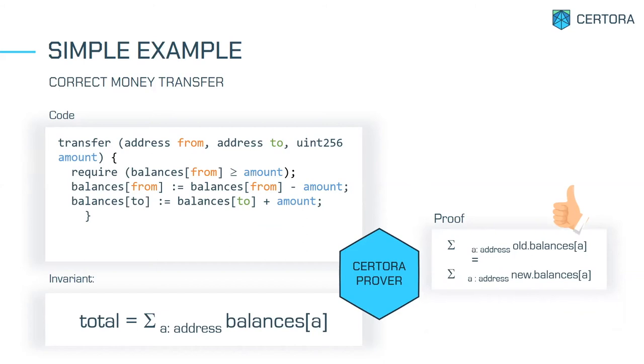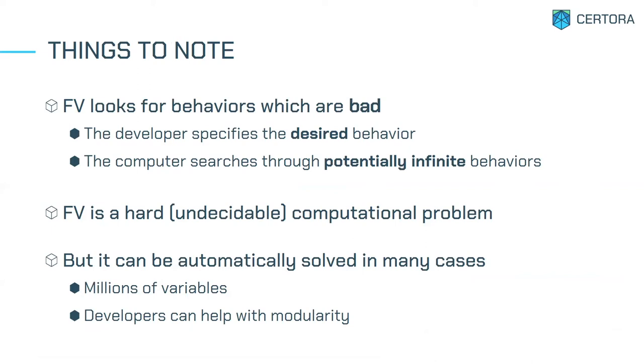The basic thing about formal verification is that the procedure is looking for behaviors which are bad. The user doesn't describe the bad things. The user describes the desired behavior, and the system is looking for the bad things. This is a very, very hard computational problem. It ranges from NP-complete to undecidable. But in fact, there are tools, including ours, that solve this in many, many cases, on code which ranges from 50 lines to sometimes 5,000 lines and more.